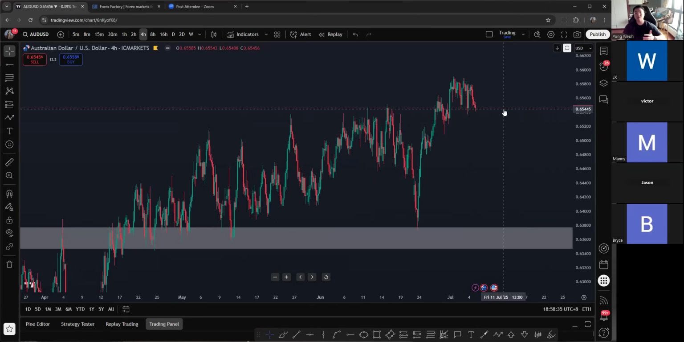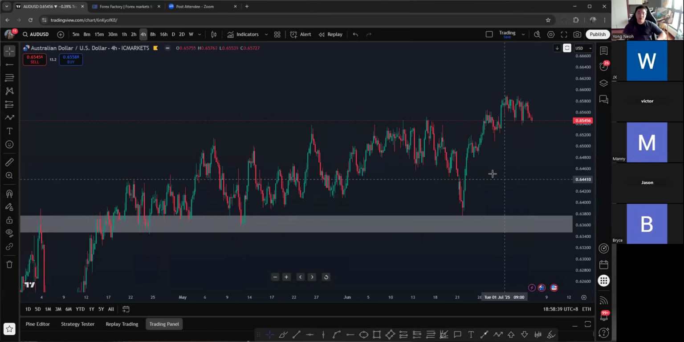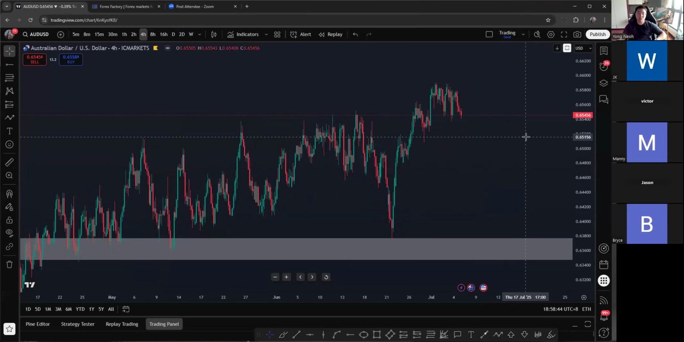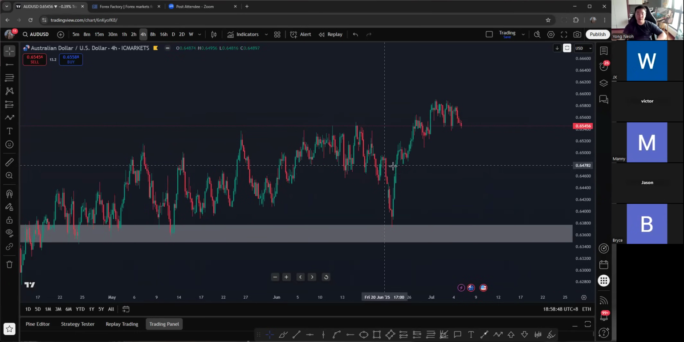Patterns will never work when the market is ranging too much. So it goes back to one of our lessons as well. When the market is ranging, trade the range. When the market is consolidating, if it's choppy, we just don't trade. So Aussie dollar seems to me that we're still fairly choppy.